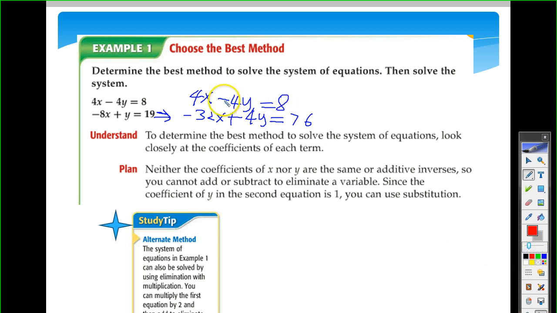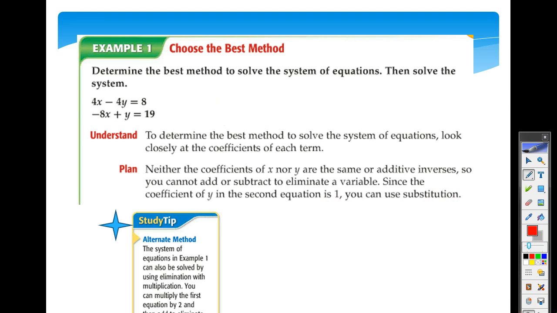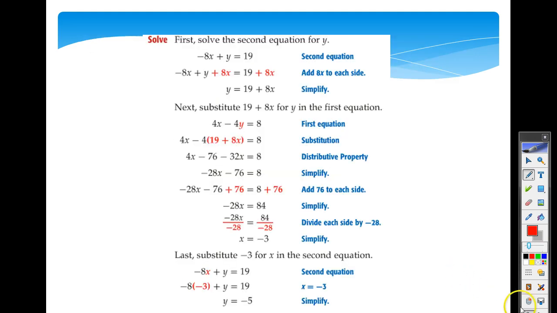Okay. So here, if we did that with the bottom part, you notice that the coefficients are now the same, with negative 4y plus 4y. So you can add these two and eliminate. So we would add and find out what x is and then find what y is. Okay, so that's an alternative method. You can use that one, you'll still get the same answer. The textbook here still wanted to use substitution for this question. Okay, so let's see what happens when they use substitution.